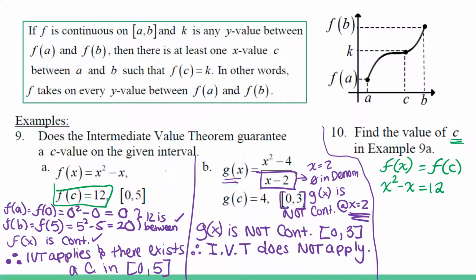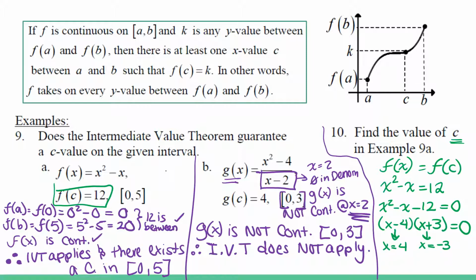Now this is solving a quadratic, so we want to go back to our Algebra 2 days. We're going to move that 12 on over, get it all set equal to 0, and then factor. So this is x squared minus x minus 12. Factor it up. And then solve each of these factors. So we get our terms x equals 4 and x equals negative 3.